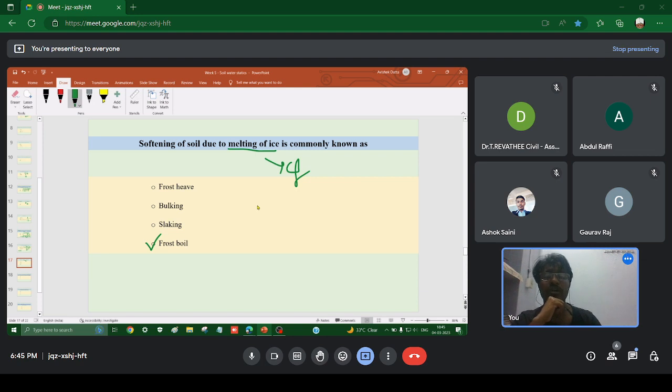The soil softens on melting. The increment in water content because of the melt is the first and foremost important parameter, because of which the soil is softening in the capillary fringe. So that leads to the phenomenon called frost boil. Yes, who gave the answer?